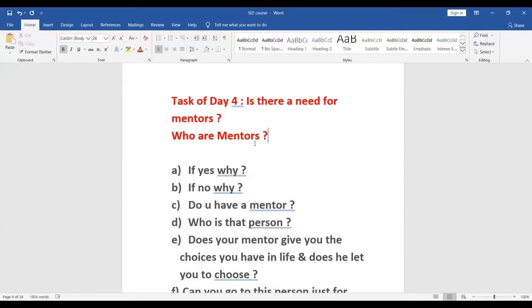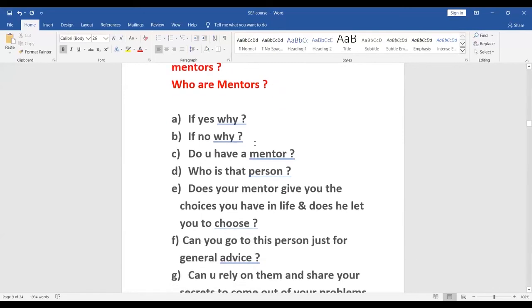Do not give me the exact definition from the dictionary or Google. That's not what I'm looking for. What I'm basically looking for is if you can speak and tell me who are mentors. Do you have a mentor? Why do you need a mentor? If yes, tell me why. If no, again, tell me why. Justify yourself.